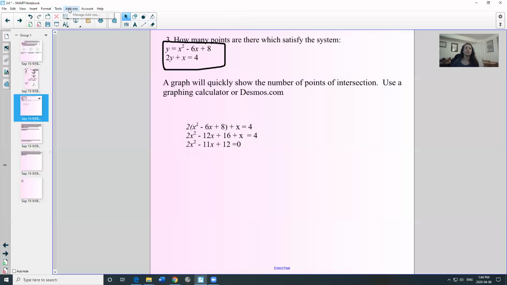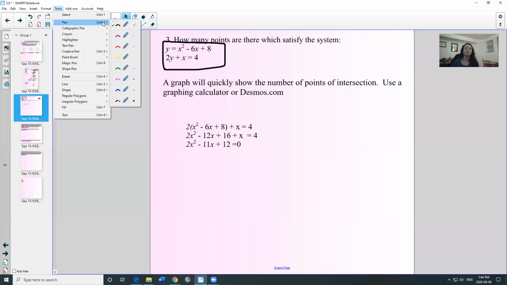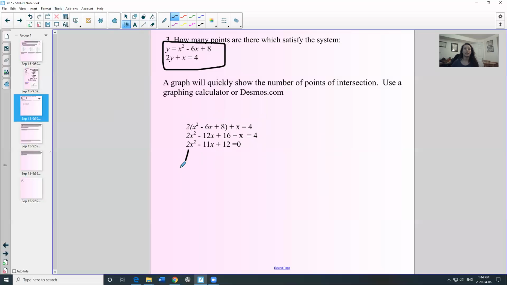Remember, okay, now I'm going to pop over to my pen tool. Okay, remember this is our A value. A is 2. B is negative 11. And C is 12. So I've got my A, B, and my C value. I'm going to use the discriminant of the quadratic formula. Remember that was B squared minus 4AC, just to see how many roots there are, because the question asked us how many points there were to satisfy the system. In other words, how many solutions or roots are there.